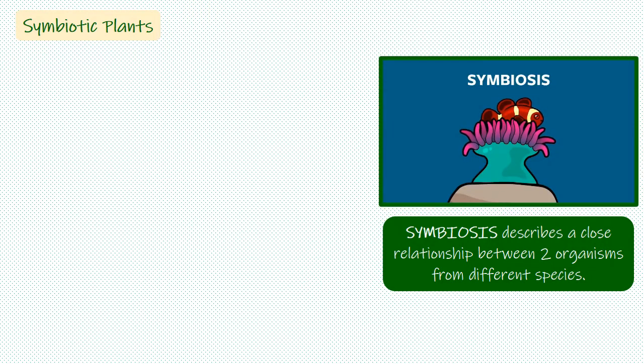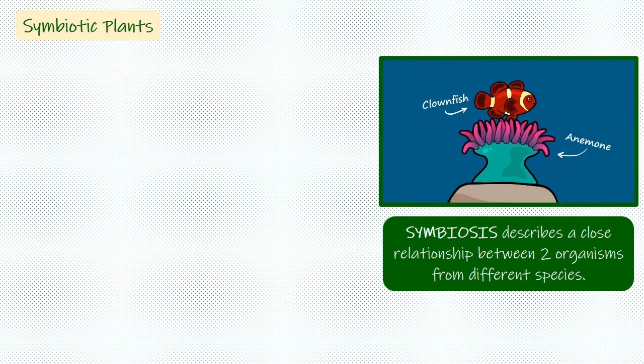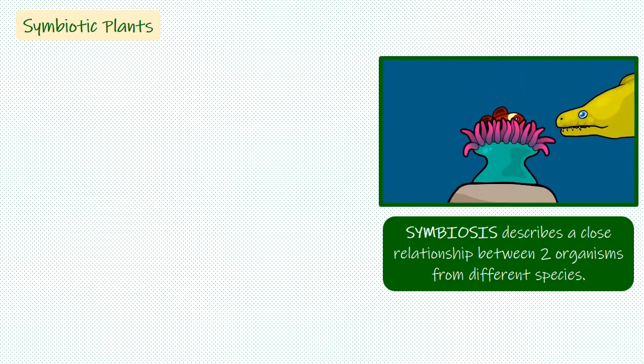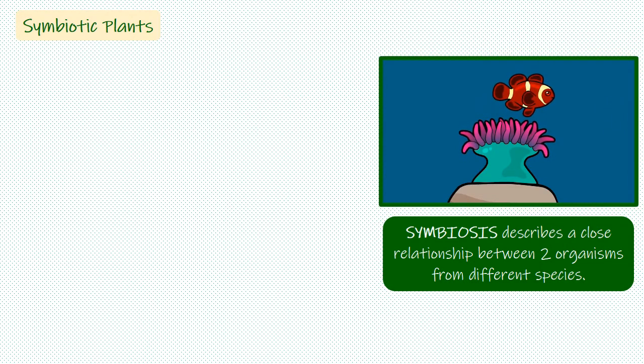Normally when people talk about symbiosis, they're talking about two different types of organisms cooperating to help each other survive. For example, clownfish hide from predators among the tentacles of sea anemones. In return, they feed the anemone with their own droppings.